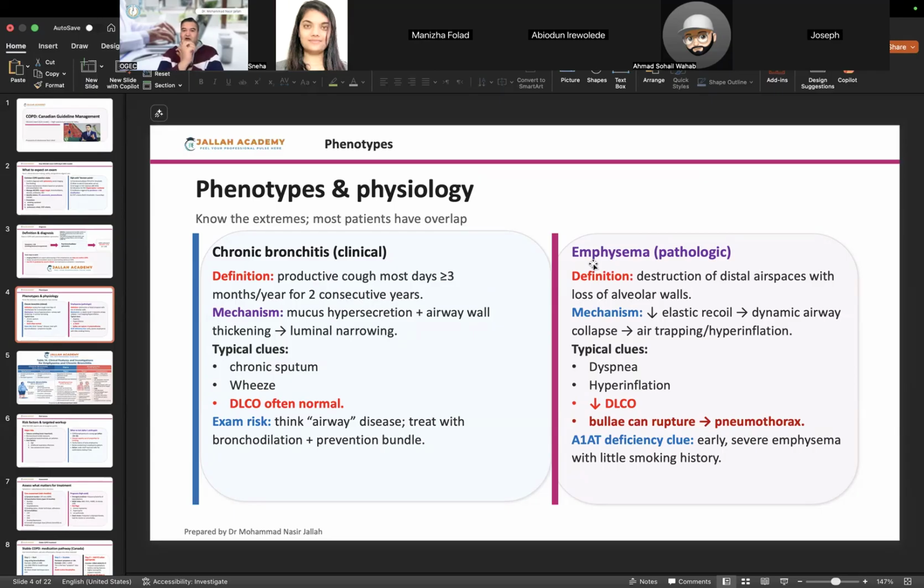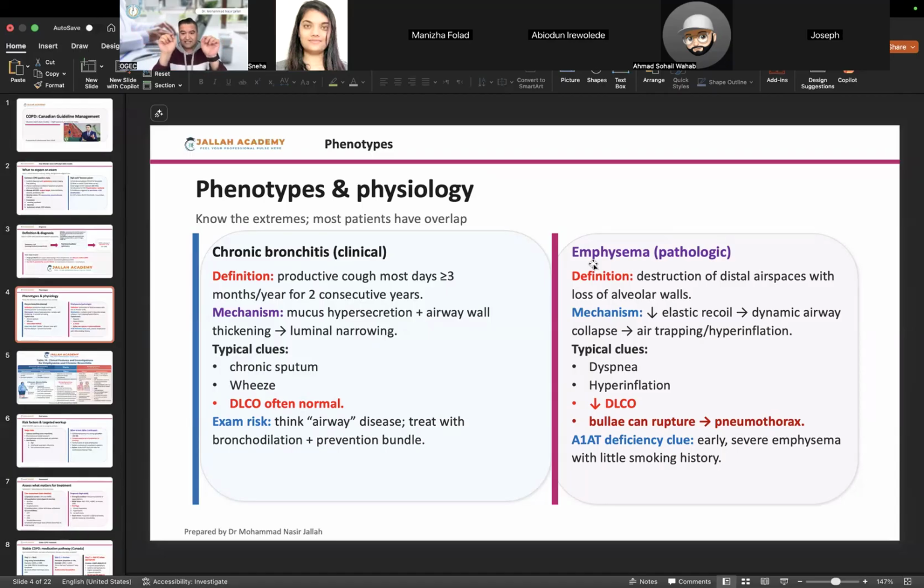That is a clue. Obviously, the patient will have wheezing, and a very, very important point that they expect you to know to differentiate between emphysema and chronic bronchitis is the DLCO. DLCO is usually or often normal in bronchitis, but it is lower in emphysema.